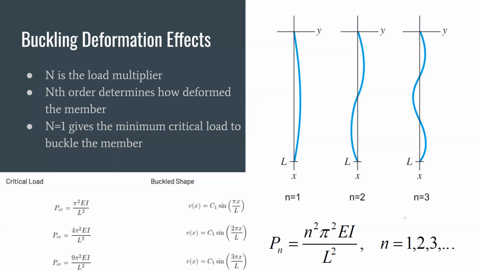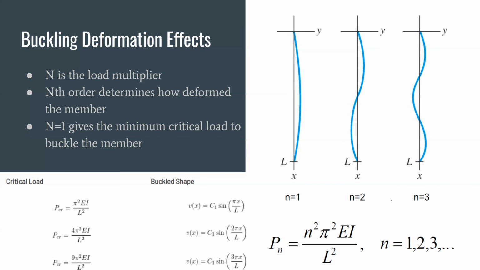So for the buckling shape, it's the same. For n equal to 1, it will be C1 times sine pi times x divided by length. For n equal to 2, Vx will be C1 times sine 2 pi x divided by L. And n equal to 3 will be C1 times sine 3 pi x divided by L.